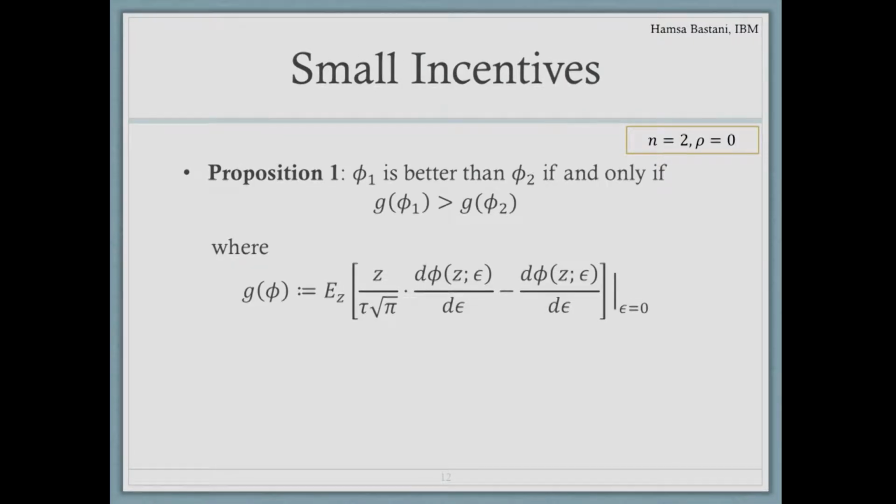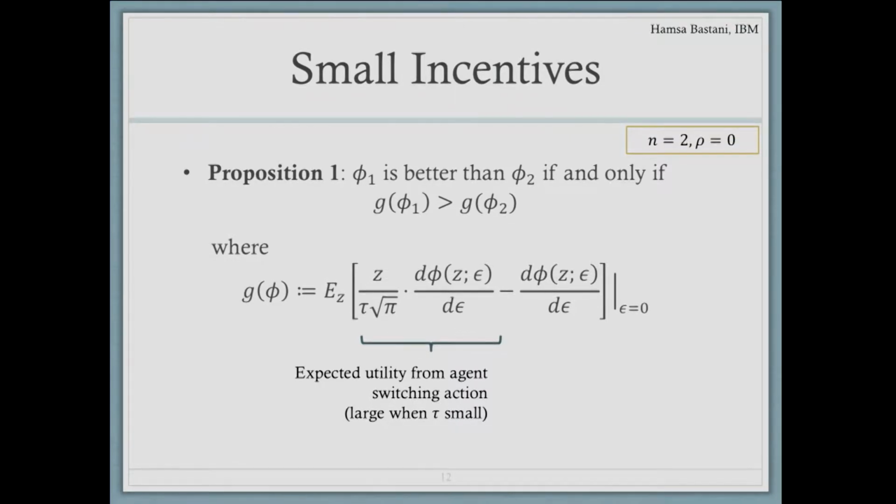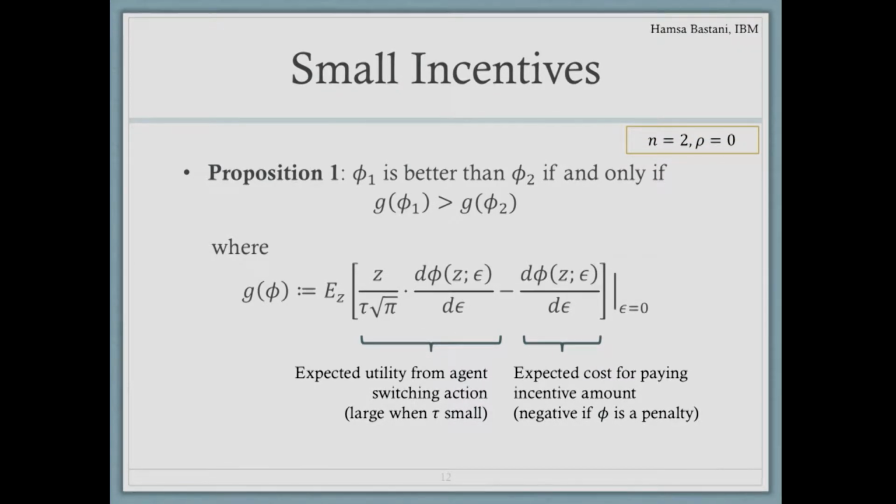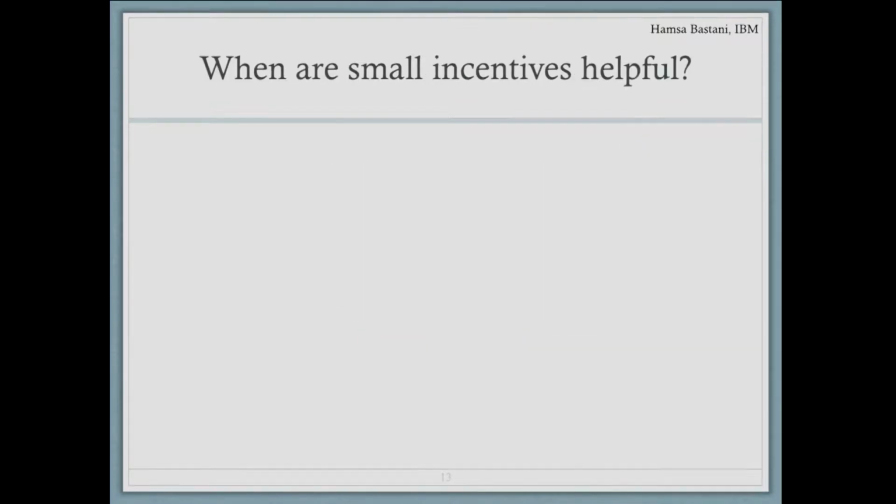So first, this is the rule of thumb I was mentioning. You can show that one mechanism is better than another mechanism if and only if G of phi 1 is bigger than G of phi 2. So what's G of phi? It's just two terms. One is the expected utility from the agent switching their action. So obviously, if I offer a larger incentive, I'm more likely to get them to do what is better for me. But on the other hand, I'll have to pay the cost for giving them the larger incentive. So it's really about this trade-off. Tau is the magnitude of the agent's preferences. I'll get to that in a bit.